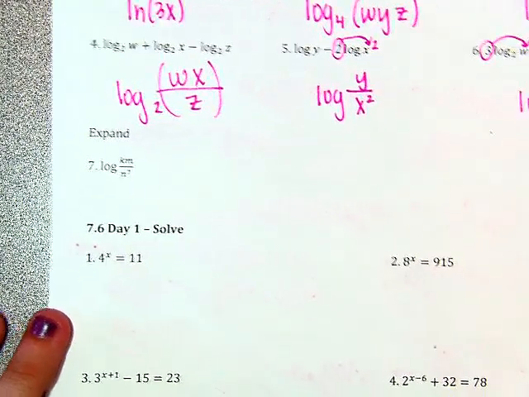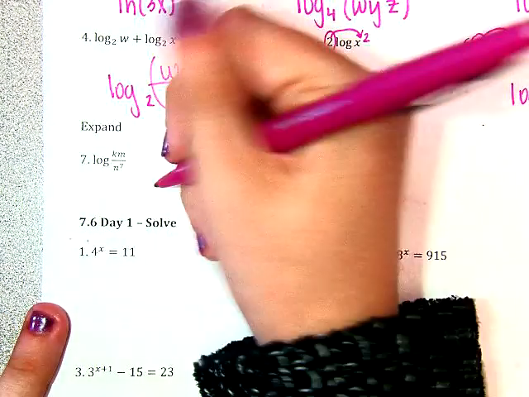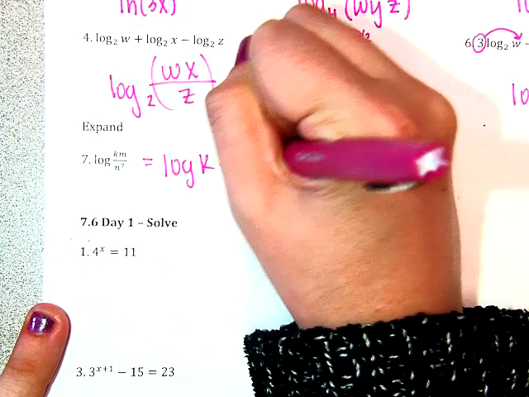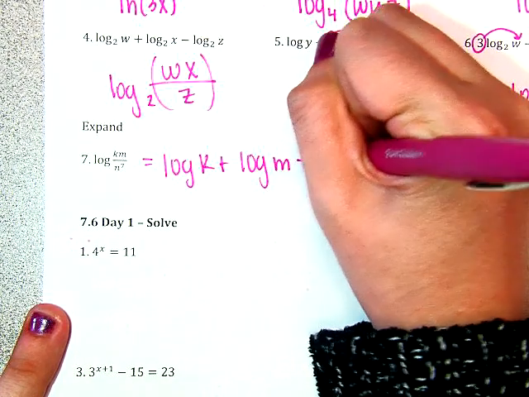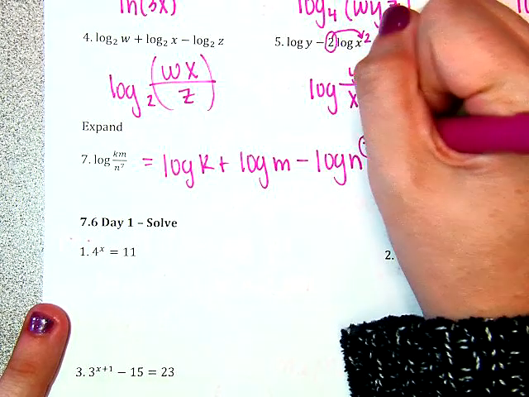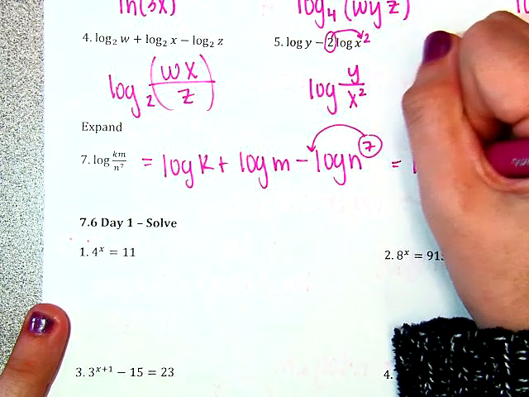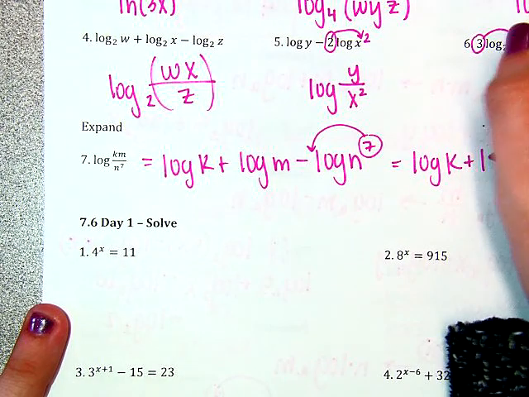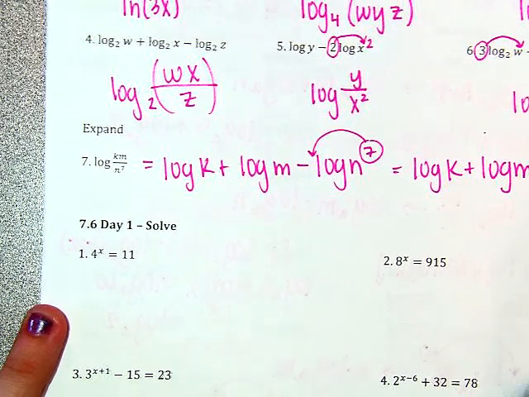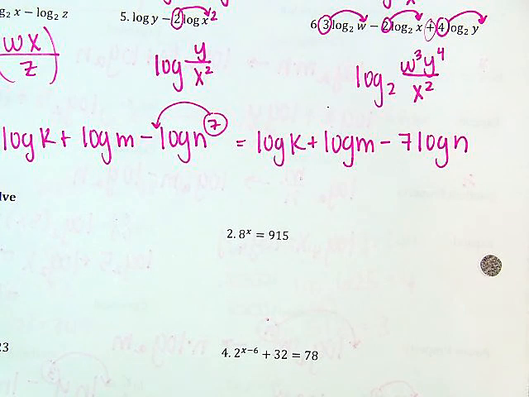Let's go backwards a little bit. Expand this thing. So it becomes log k plus log m minus log n to the 7th. And I got to take that and bring it down. So log k plus log m minus 7 log n. Just like that.